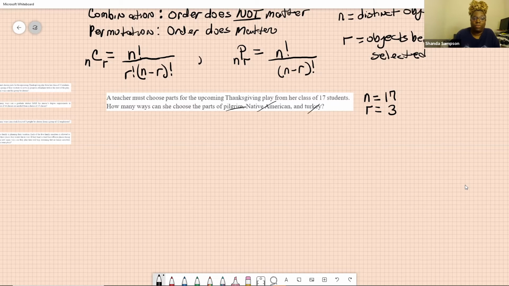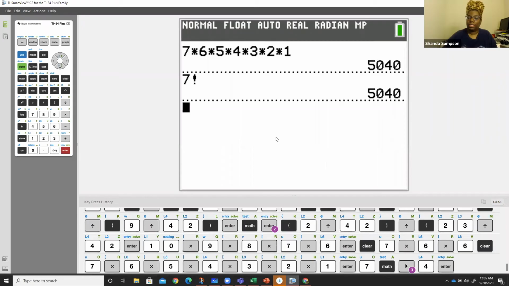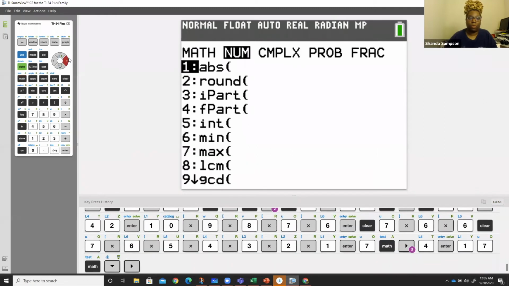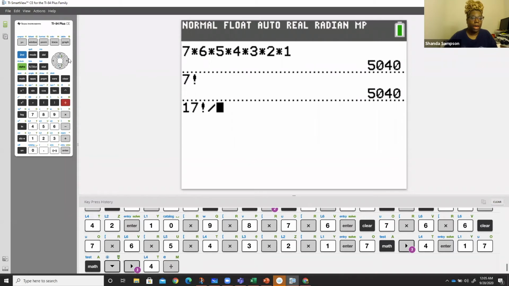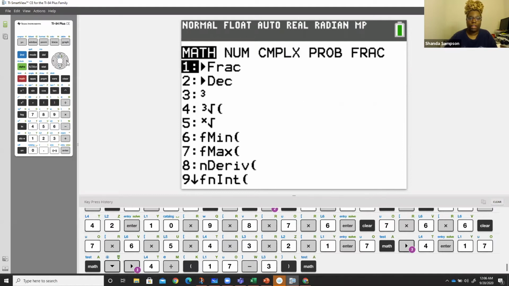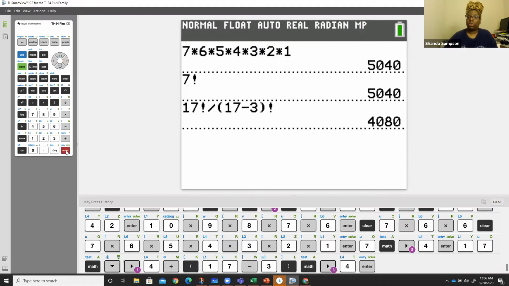So the permutation formula: N things, right? So we have 17 things taken 3 at a time, and that's equal to N factorial, 17 factorial, all over N minus R factorial, 17 minus 3 factorial. 17 factorial, remember factorial is under math and probability number 4, divided by, now we want to put the bottom in parentheses, that was 17 minus 3, close parentheses, and then you have to go back to your factorial button, which is number 4 again. So the answer is 4080.